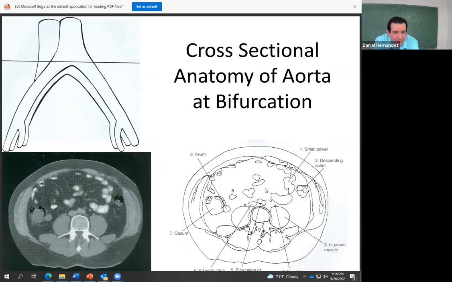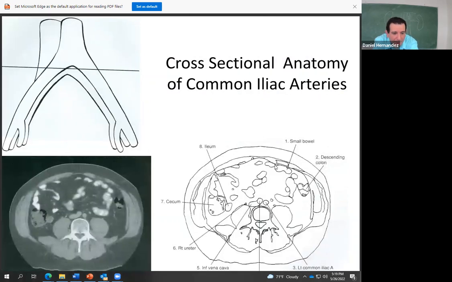This is getting down towards the aortic bifurcation now. Here we can see the inferior vena cava, and the aorta starting to split. Right near that bifurcation we're branching into the right common iliac and left common iliac arteries. Coming down a little more inferior, the aorta is now bifurcated completely into right common iliac and left common iliac.